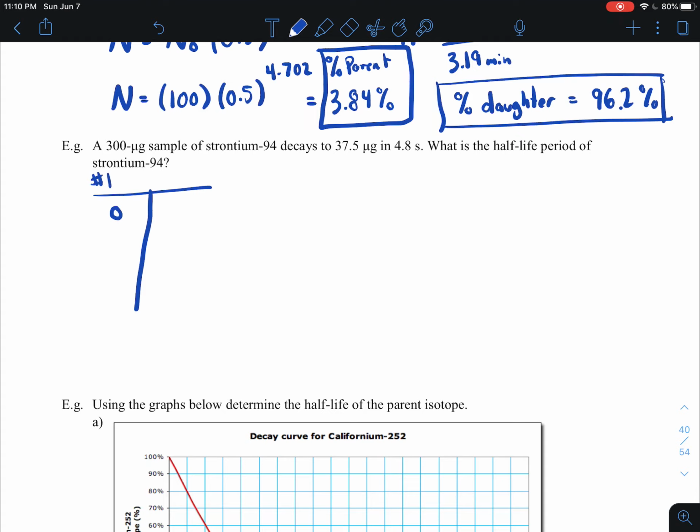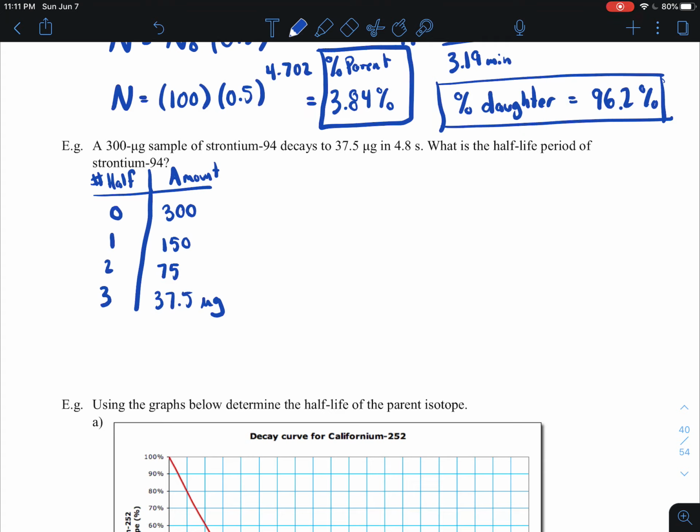Number of half-lives, and then this is the amount. So 0 half-lives, we have 300. After 1 half-life, well, that cuts in half, 150. After 2 half-lives, we're left with 75. And then 75 divided by 2. Sorry, 3 half-lives have passed, giving us 37.5 micrograms. So here we see that exactly 3 half-lives have passed.